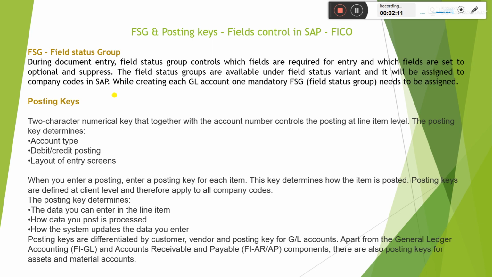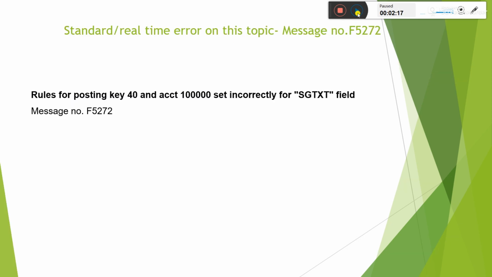In real time, from an error perspective, with a conflict between the field status group and posting key, you will get this standard error, which is message number F5 172. This is basically when you have a conflict between a field status group and the posting key field for the same field. Let's say in this example, the status of a text field in a posting key is different from the field status group of this particular GL account. That is what it is talking about.